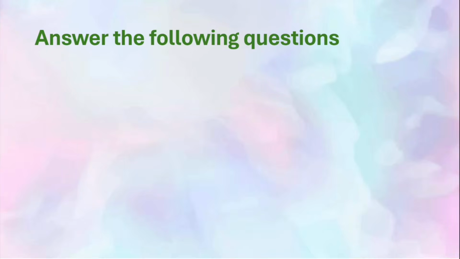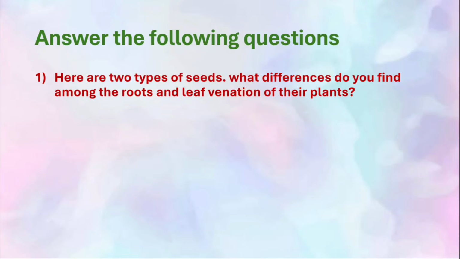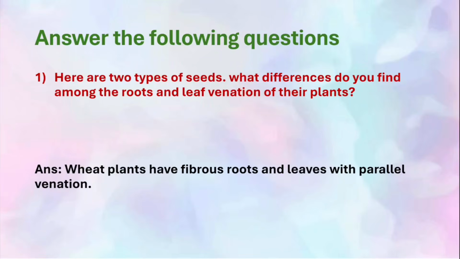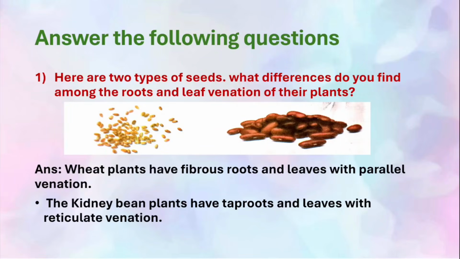First, answer the following questions. First one: here are two types of seeds. What differences do you find among the roots and leaf venation of their plants? Answer: the wheat plant has fibrous roots and leaves with parallel venation. The kidney bean plant has tap roots and leaves with reticulate venation.